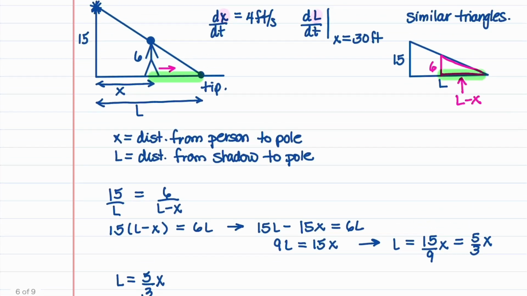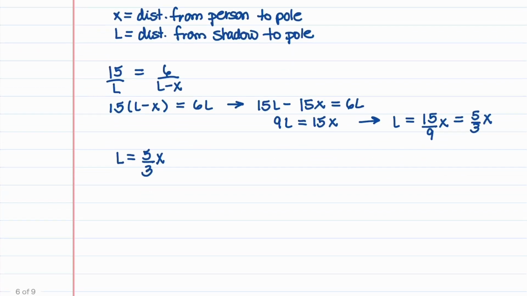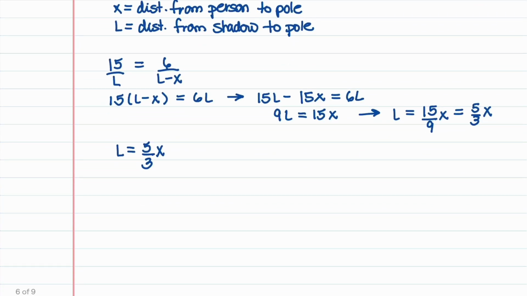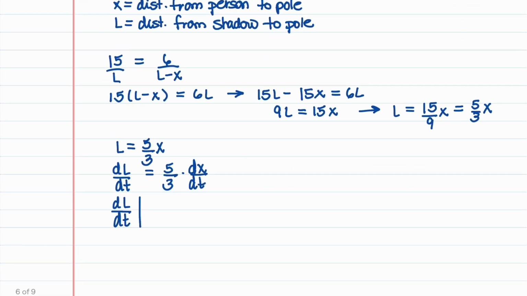Let's go back up here and see what we want to find. We want to find dL/dt. So we are going to take the derivative with respect to time. So we have dL/dt is equal to 5/3 times dx/dt. And we want to find dL/dt. Looks like we have to go back up again, when x is 30.